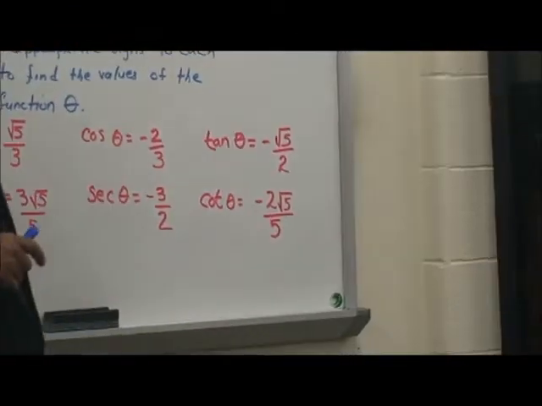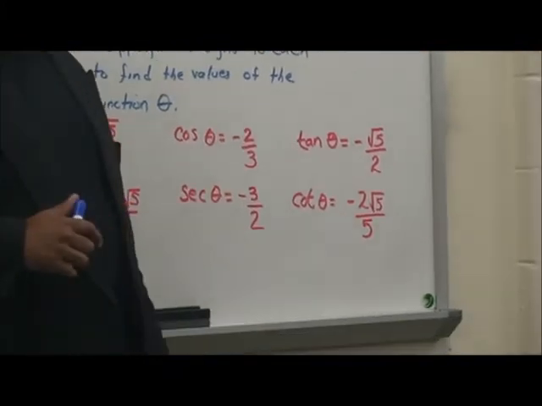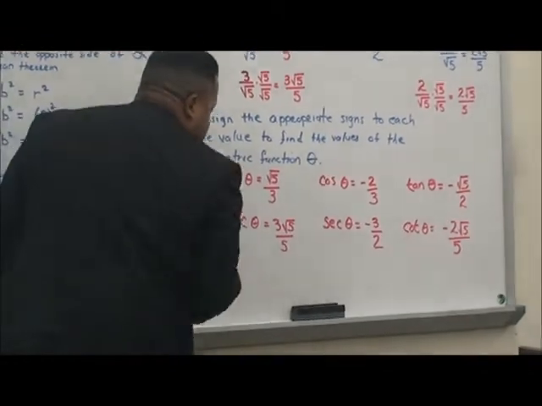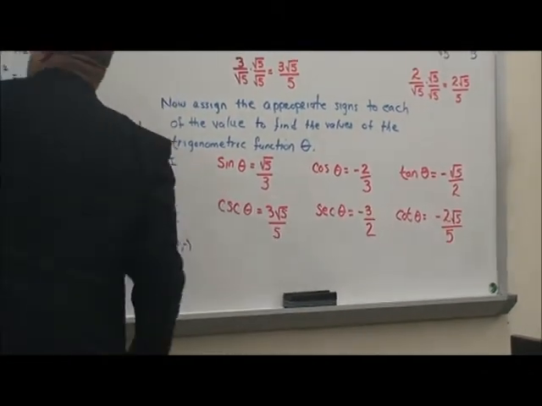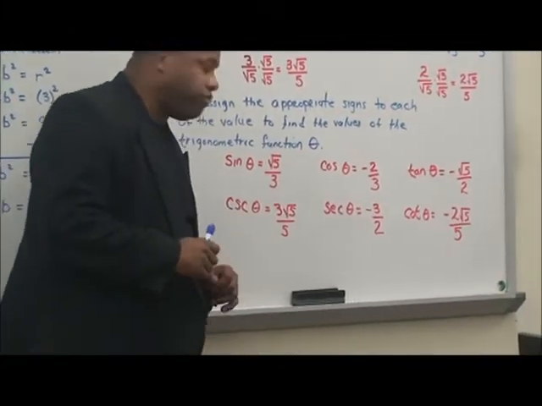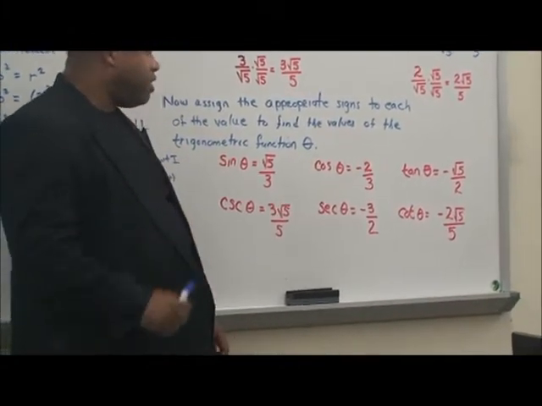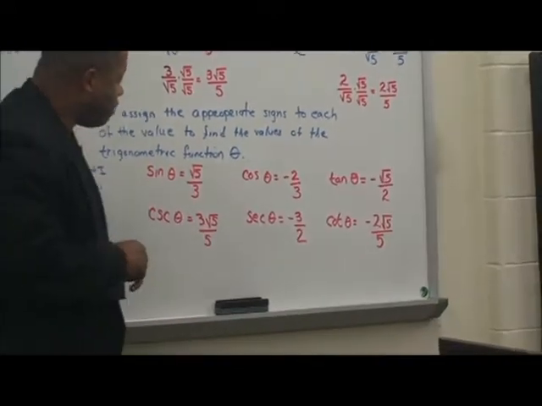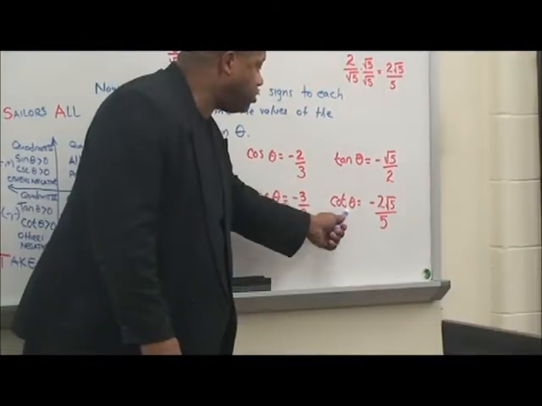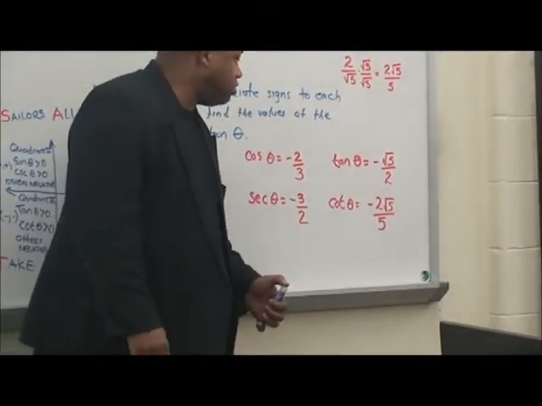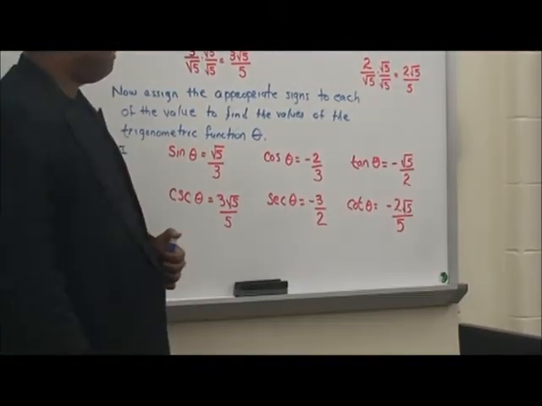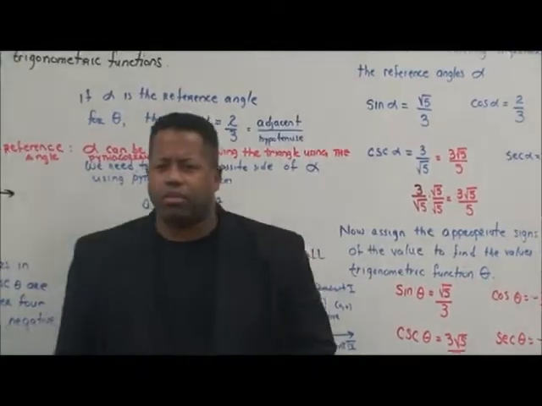And for tangent theta, same thing. That is negative square root of 5 over 2. And then, of course, cosecant is also positive in the second quadrant, so it will be positive 3 times the square root of 5 over 5. And of course, you have secant theta, which is equal to negative 3/2, and then cotangent theta, which is equal to negative 2 times the square root of 5 over 5. Let's look at another problem.